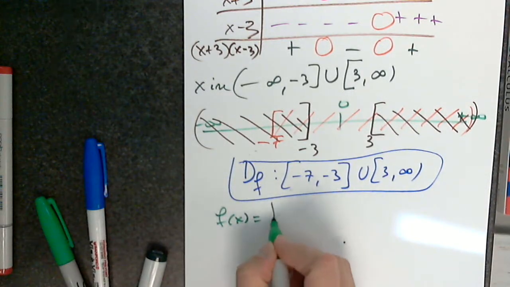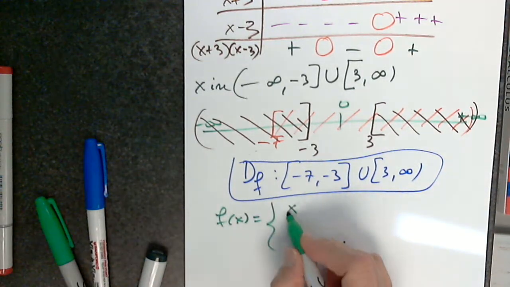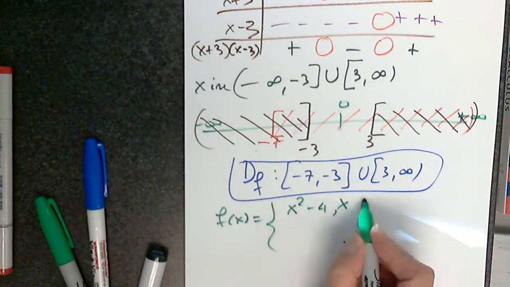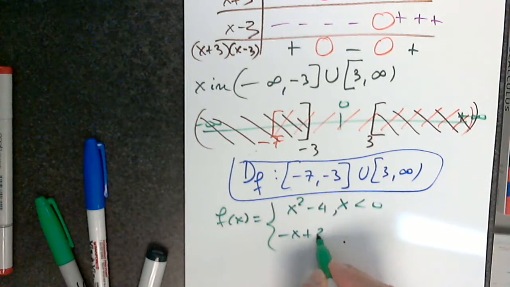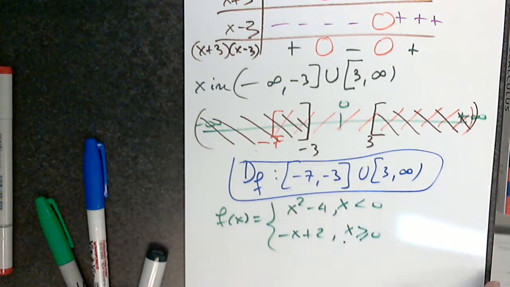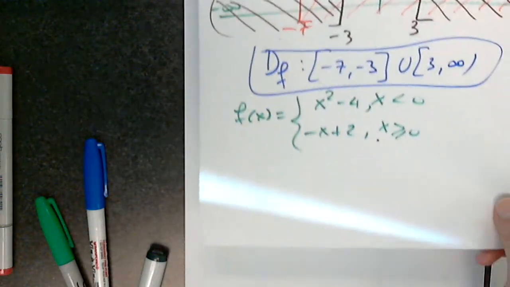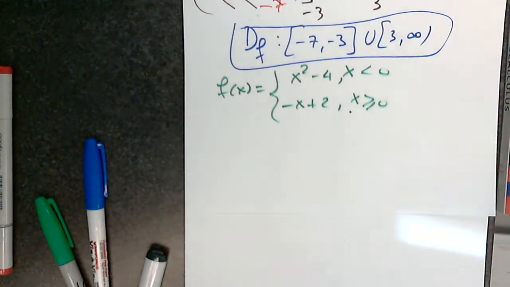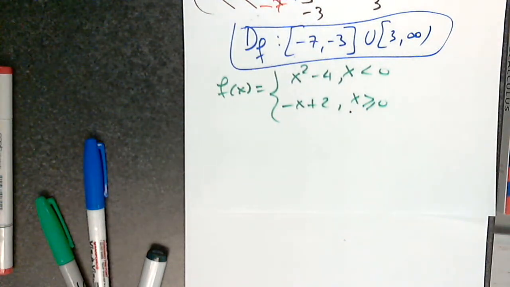So let's look at the piecewise-defined function. f of x is x squared minus 4 for x less than 0, and -x plus 2 for x greater than or equal to 0. I'm asked to graph this function, find the domain, range, and so on and so forth. What is the first thing I have to find whenever I'm asked to graph a function?